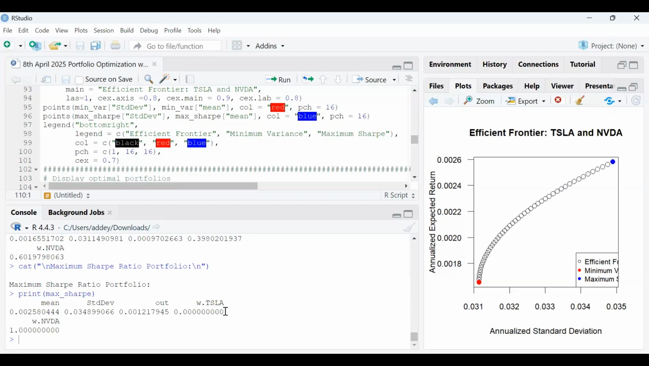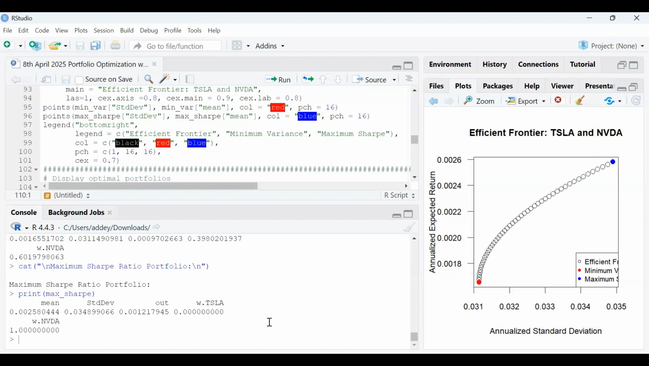And what it is telling me is that for me to get the highest Sharpe ratio, I need to invest all my money into NVIDIA. Now, when we talk about the Sharpe ratio, it is a measure used to evaluate the risk-adjusted performance of your portfolio. What that implies is that your maximum Sharpe ratio represents the optimal risk-adjusted return portfolio on the efficient frontier. So this is the optimal risk-adjusted portfolio.